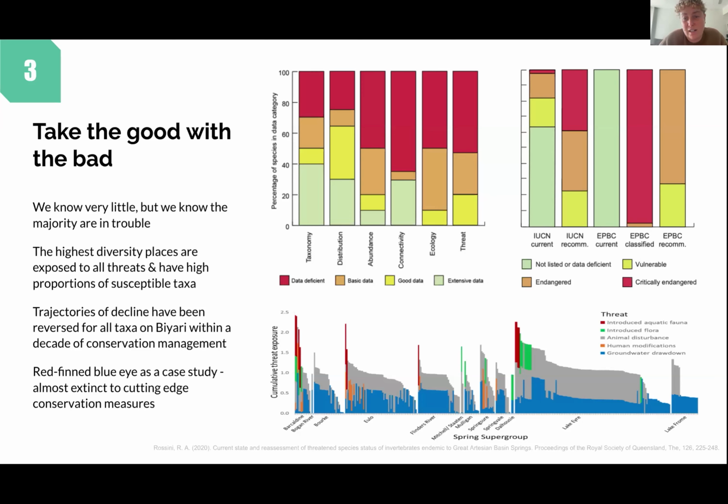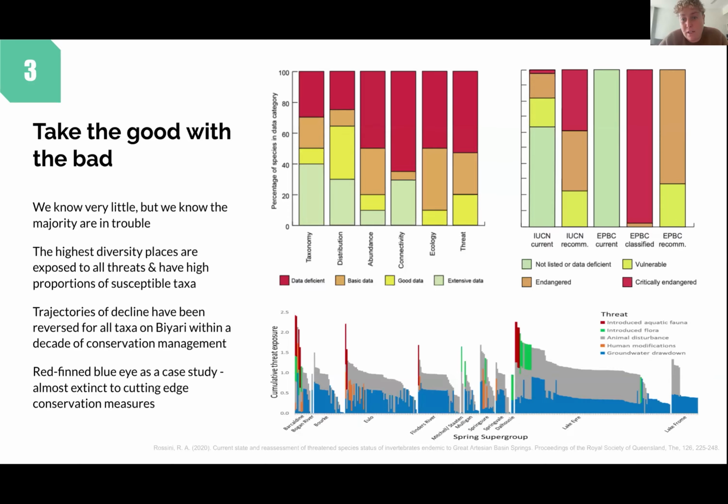So these red and green and yellow plots are there to try and summarize, or they come from papers where we summarize, some of the conservation conundrums for the system. And one is that for most of the basic information we need for these taxa, we don't have any published literature and there's no one working on them.